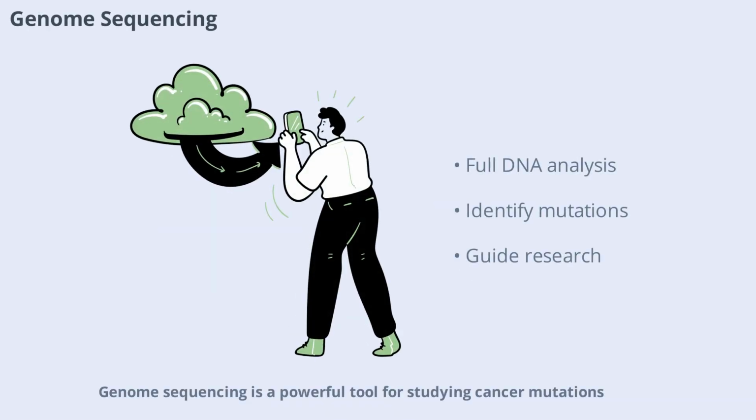Genome sequencing is a powerful tool for studying cancer mutations. By reading the entire DNA sequence of a tumor, scientists can identify all the genetic changes that have occurred. This information is helping to uncover new cancer genes and develop better treatments.